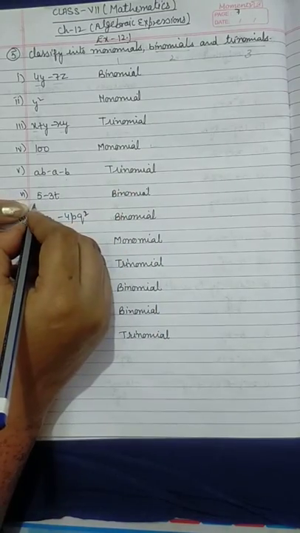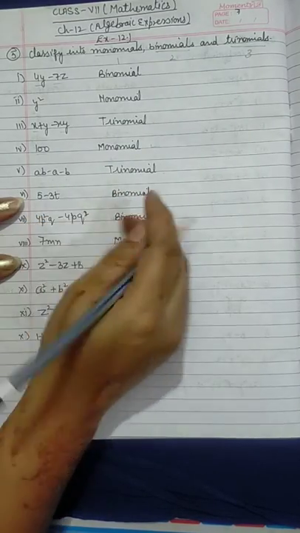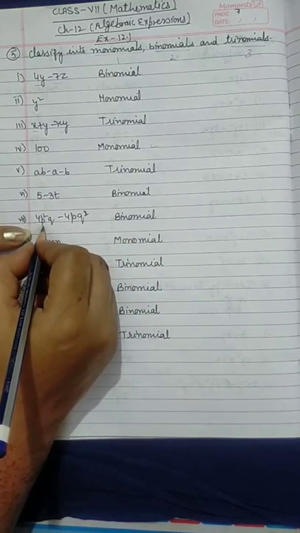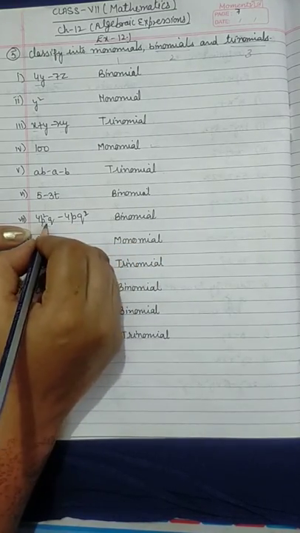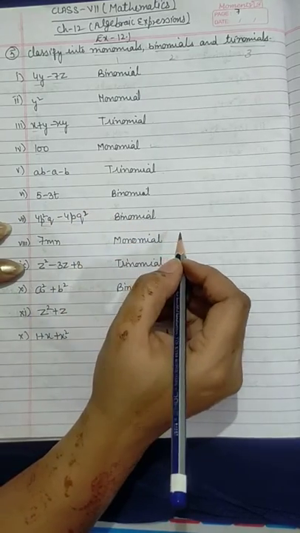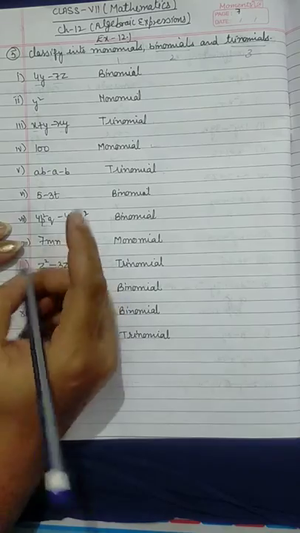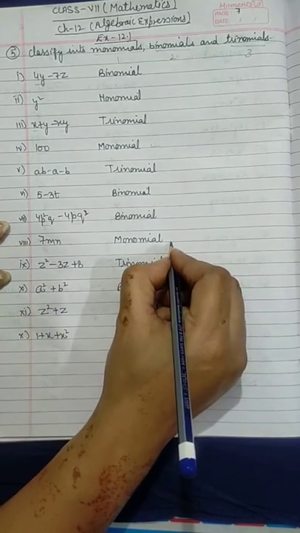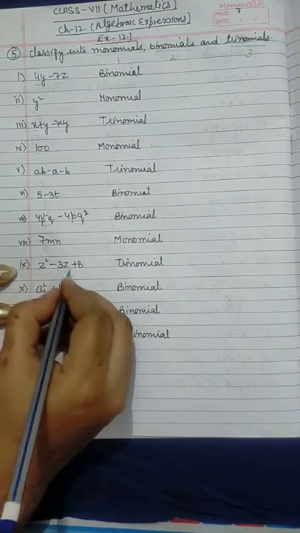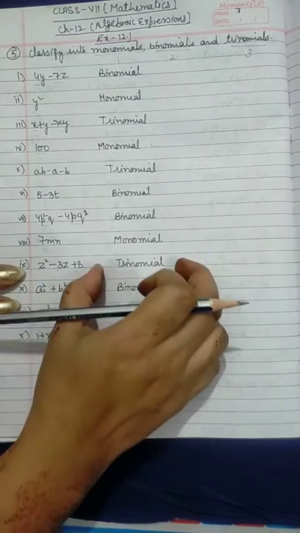Then we are having the next part, 5 minus 3t, that is representing binomial. Same here, in this expression we are having two terms, so it is known as binomial. And here in this expression we are having a single term, so it is known as monomial. Same here, in the next part I am having three terms in this expression, so it is known as trinomial.